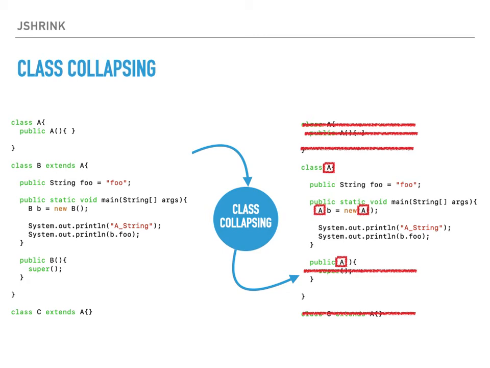Having A and B is redundant in this case. Therefore, we may merge A into B, so we only have the remaining A class.